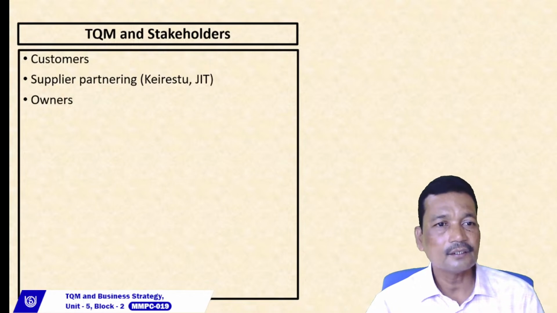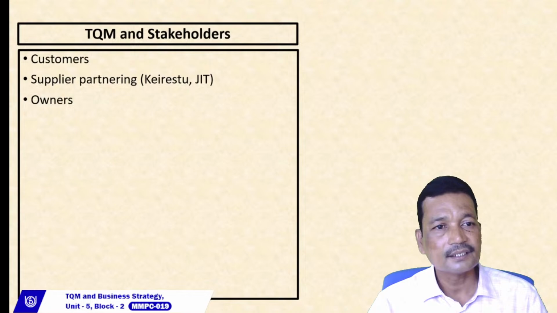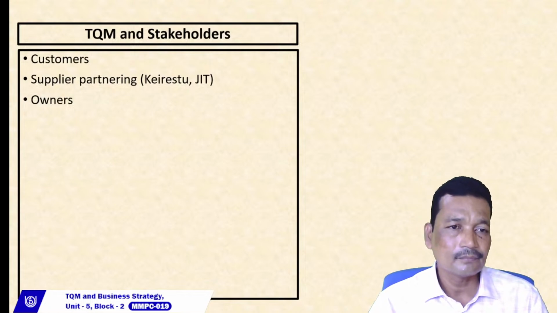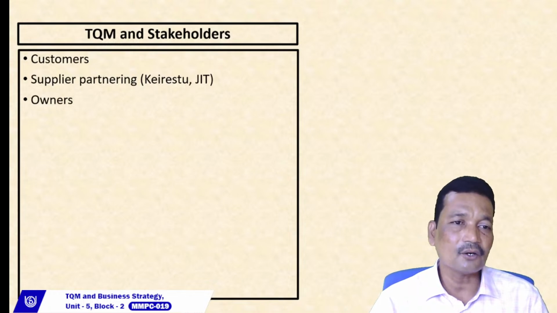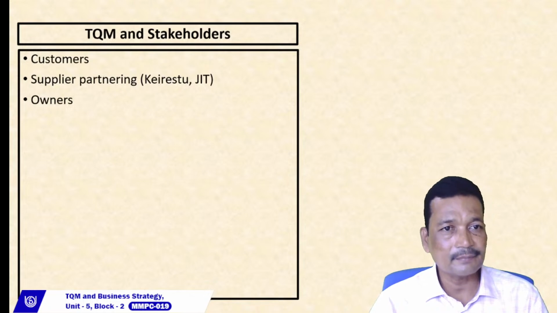And finally, the owners or the stakeholders. Now, these owners, we always say they have a profit motive. Now, where will the profit, or the wealth maximization of owners, come from? When the organization grows big, this can be done through quality management.